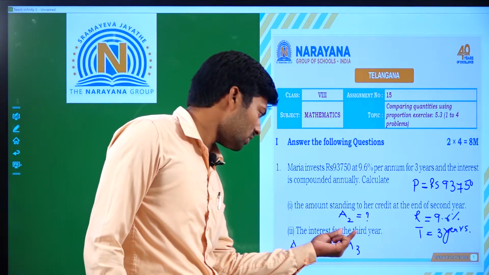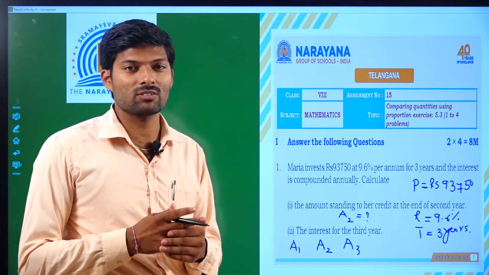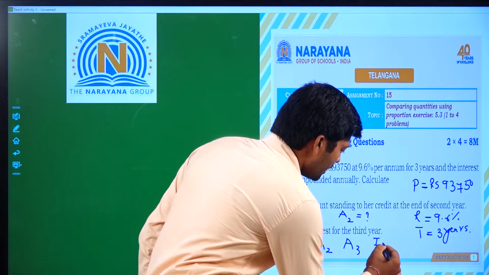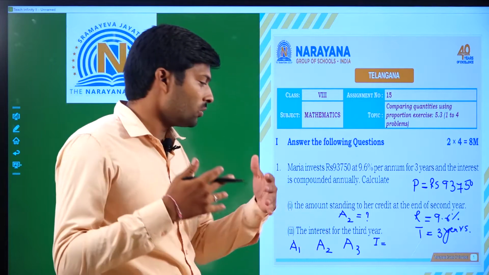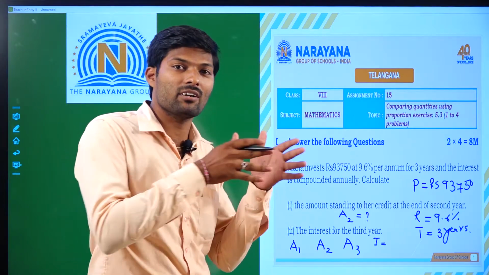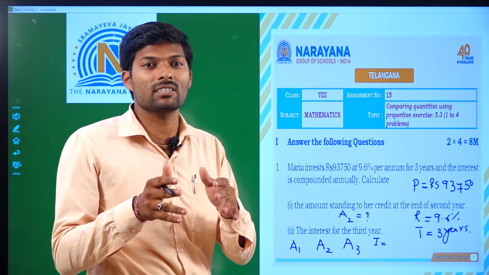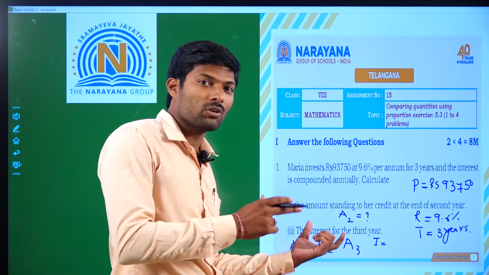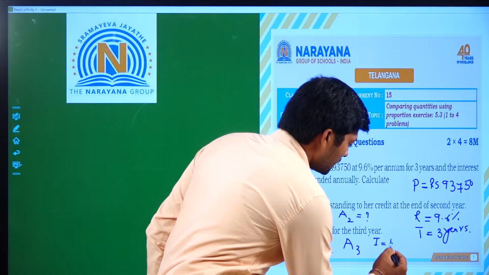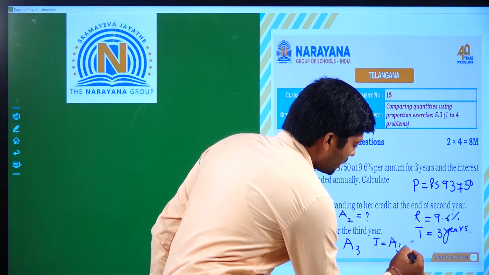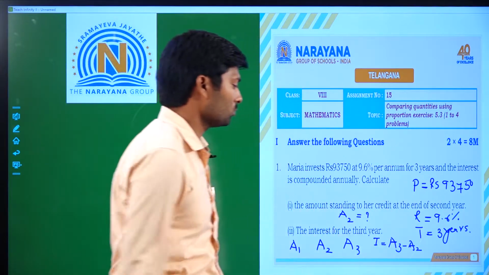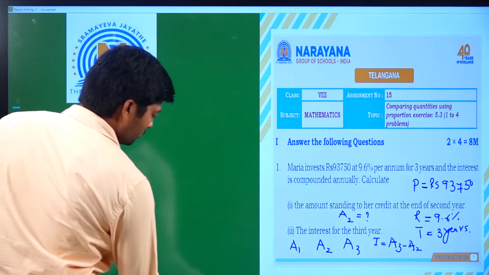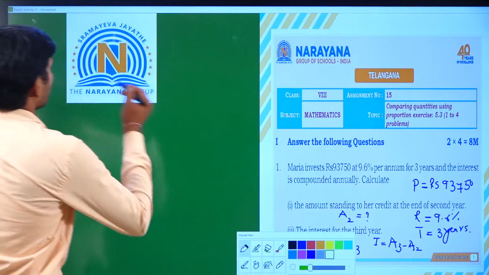Next, the interest for the third year. If you want to find the interest for the third year, we take the difference of the amount at the end of third year and the amount at the end of second year. So that is A3 minus A2. These two we have to find. Let's go for the solution.